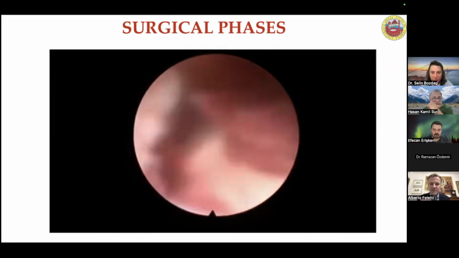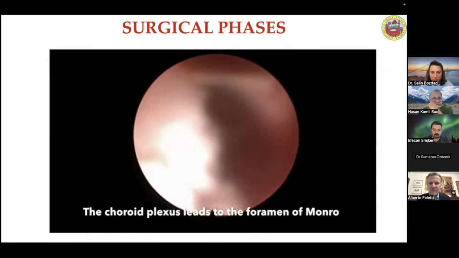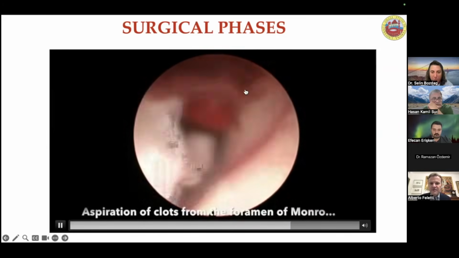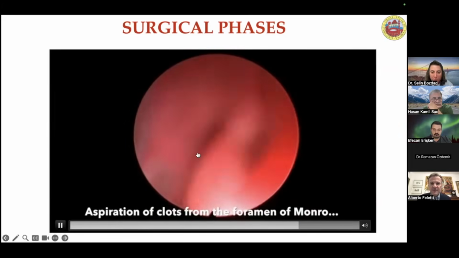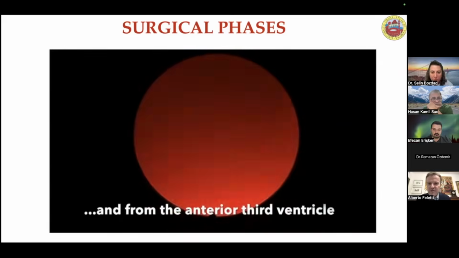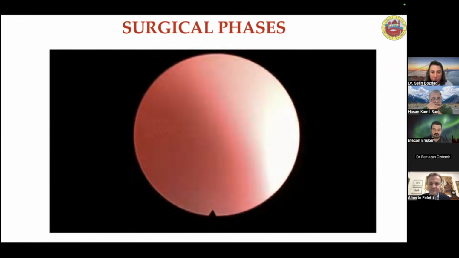So you can move the tip of your scope forwards until you reach the foramen of Monro, which is this one. As you can see here, you have seen the fornix here. Of course, the foramen of Monro is full of blood. And what you have to do is to face the foramen of Monro and do the aspiration. And then you enter the third ventricle.